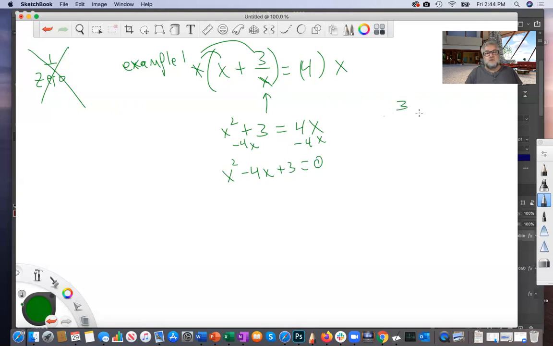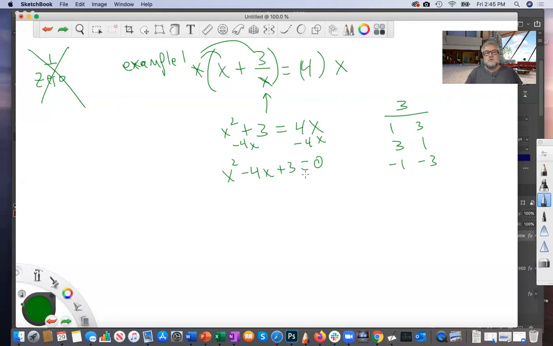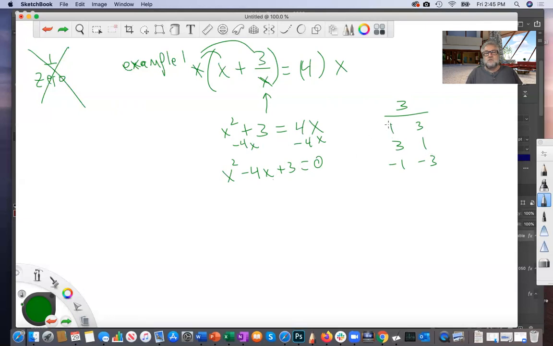So let's say 3. The factors are 1 and 3, 3 and 1. I guess I don't have to do that. Oh, -1 and -3. -3, -1 is the same thing. So does this add up to -4? No. Does this add up to -4? No. Does this add up to -4? Yes. So this can be written as x minus 1, x minus 3 equals 0.